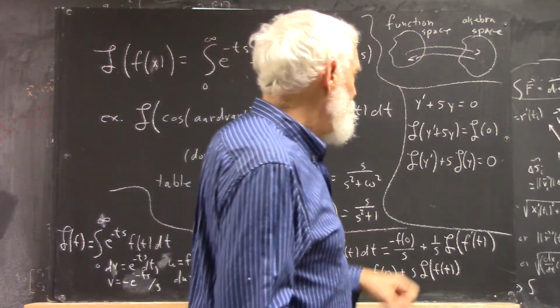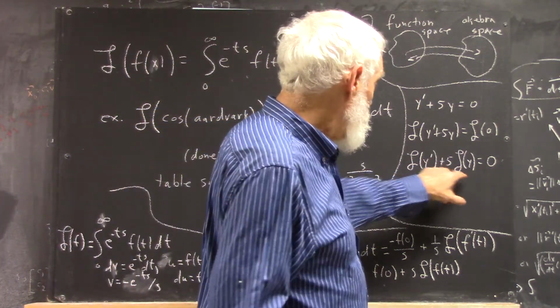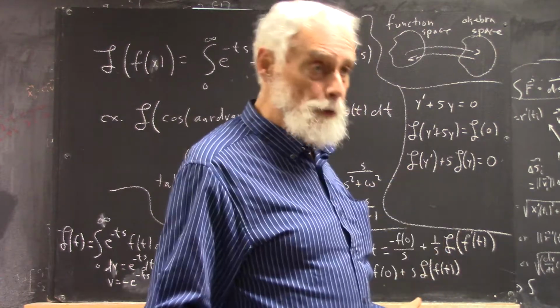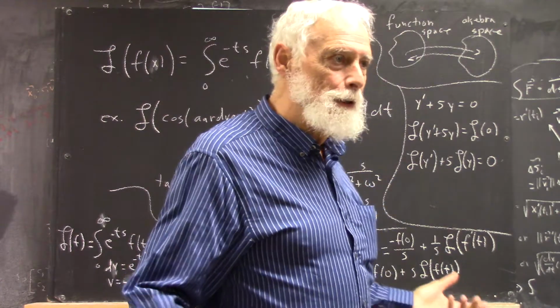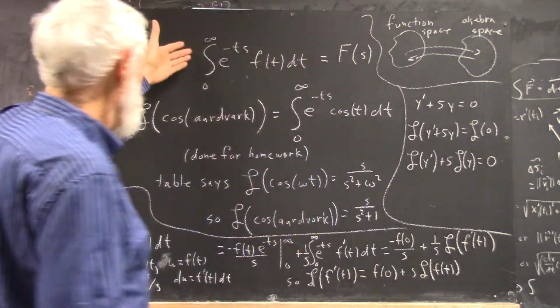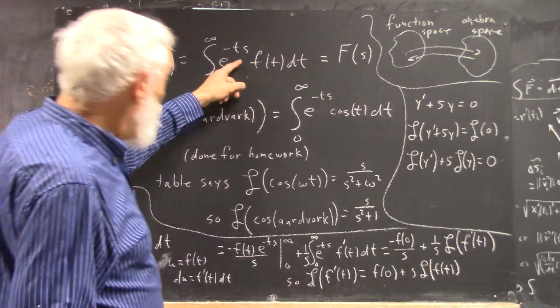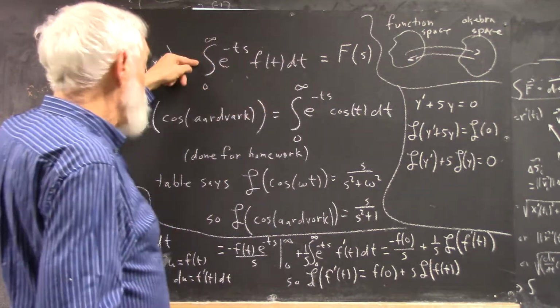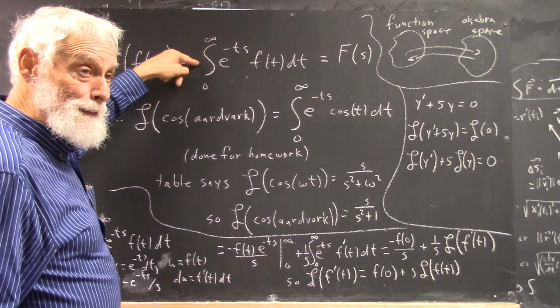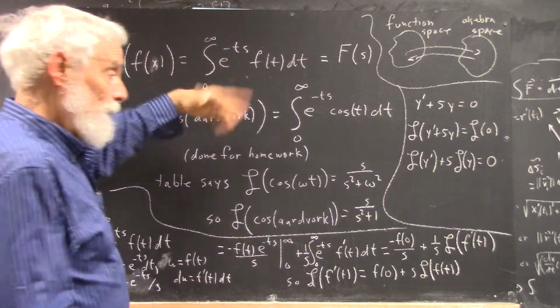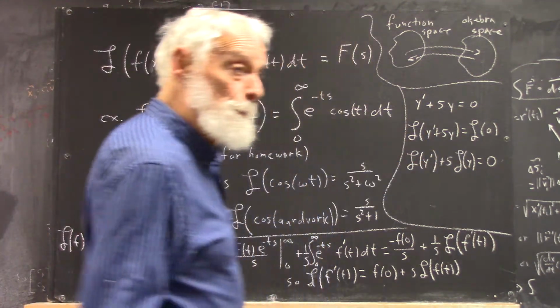Okay? Now, how did I get the 5 outside of the Laplace transform? Well, it's linear, and that's part of linearity, and that comes from the linearity of the integral. If I have a 5 in front of f of t, I can bring that 5 out here, right? Okay? So that's why I can do this.